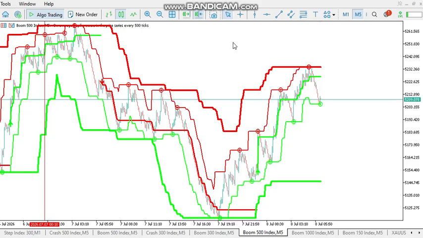As you can see, this is another powerful indicator that I want to introduce to you guys. This indicator is very massive.